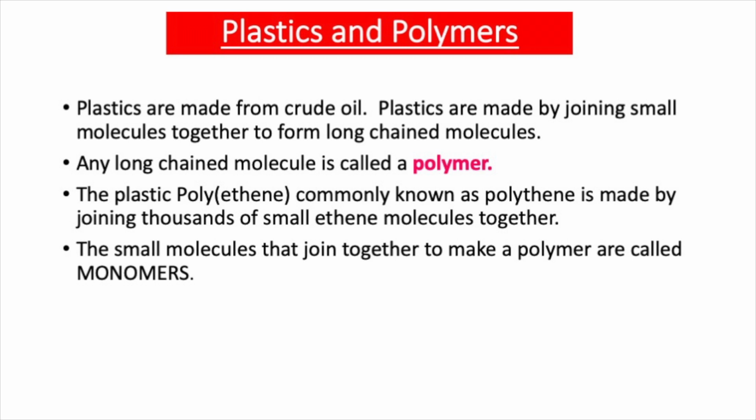Now the plastic polyethene, commonly known as polythene, is made by joining thousands of small ethene molecules together, and the small molecules that are joined together to make a polymer are called monomers. Now when ethene joins together with other ethene molecules to make a long-chained polymer, the type of reaction is called addition polymerisation. Polymerisation is making a polymer, and an addition reaction takes place when lots of ethene molecules join together.